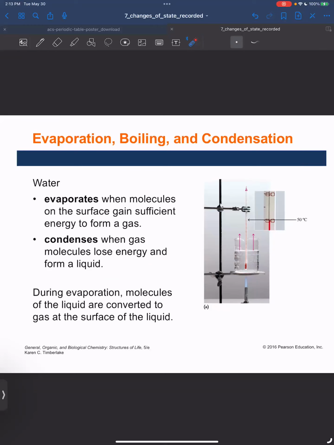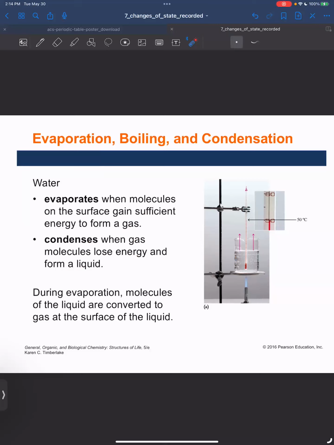Let's talk about evaporation, boiling, and condensation. Now, water evaporates when molecules on the surface gain sufficient energy to form a gas, so from liquid to gas. The reversible process for evaporation is condensation, and that's when the gas molecules lose energy and form a liquid.